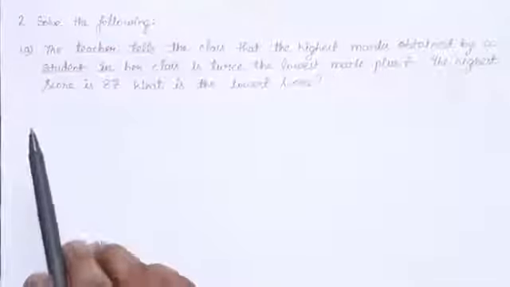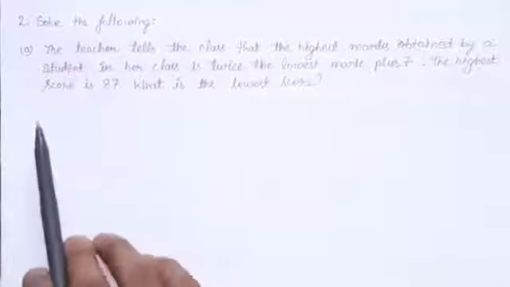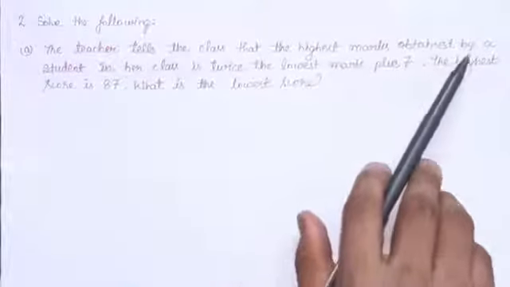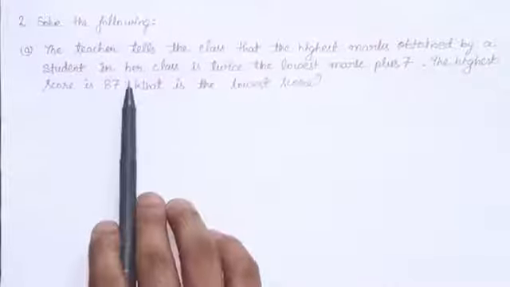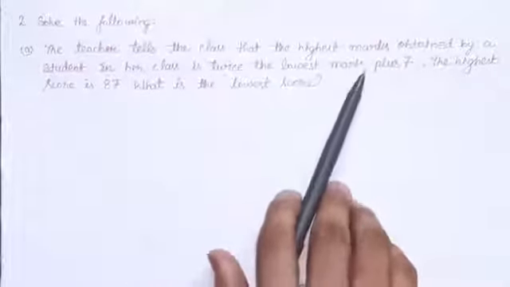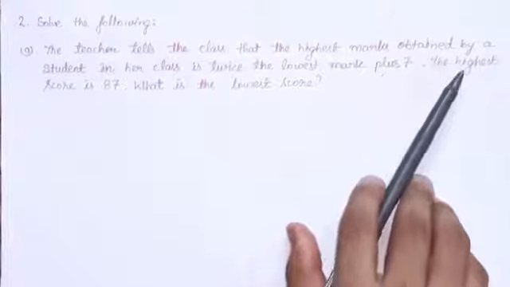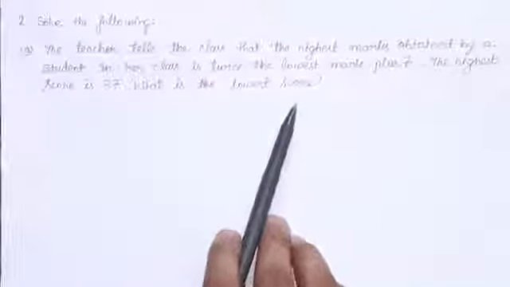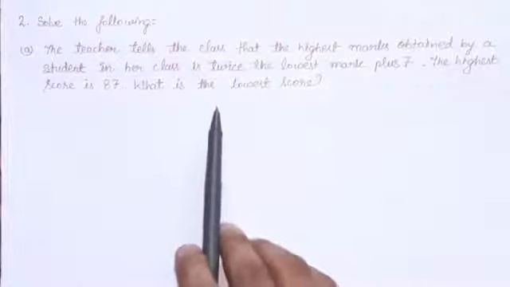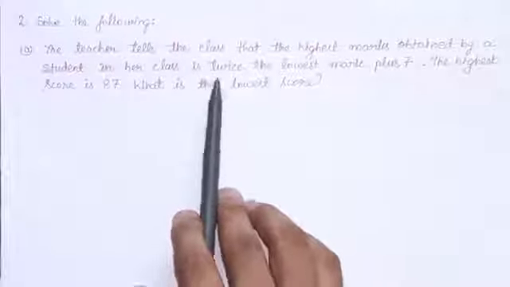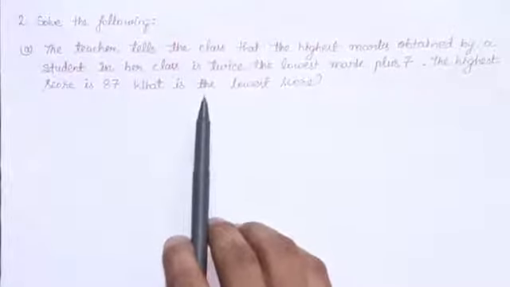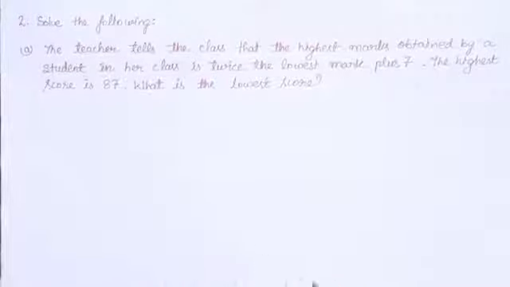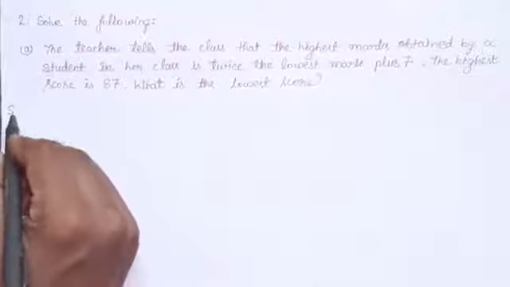The second question we have: solve the following. The teacher tells the class that the highest marks obtained by a student in her class is twice the lowest mark plus 7. The highest score is 87. What is the lowest score? So first we have to frame an equation for this given statement, and after that we have to find the lowest score with the help of that equation. So let us see the solution.